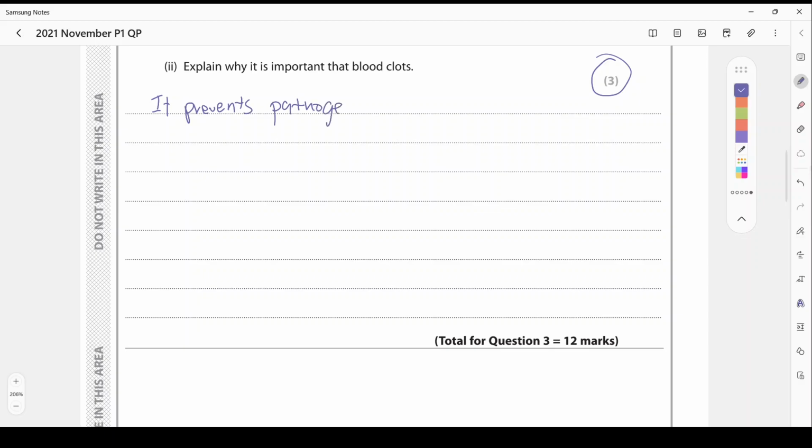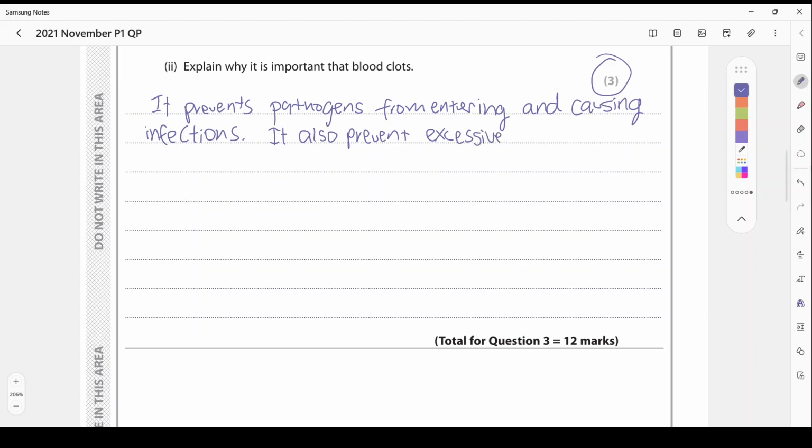pathogens from entering and causing infections. It also prevents blood loss or excessive blood loss. So it prevents the entry of something and prevents the loss of something.